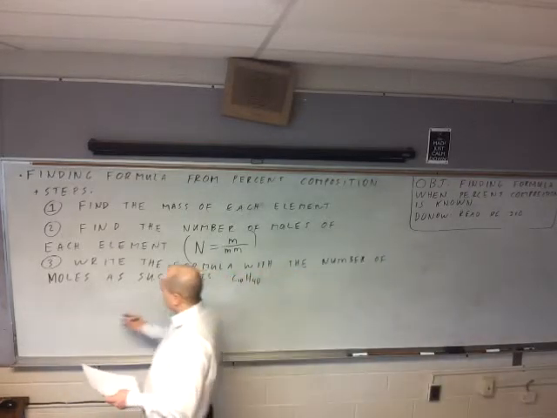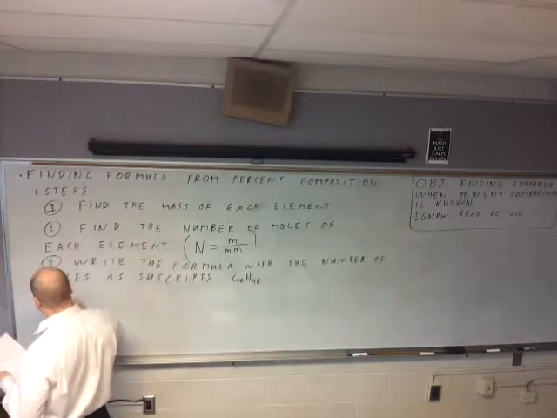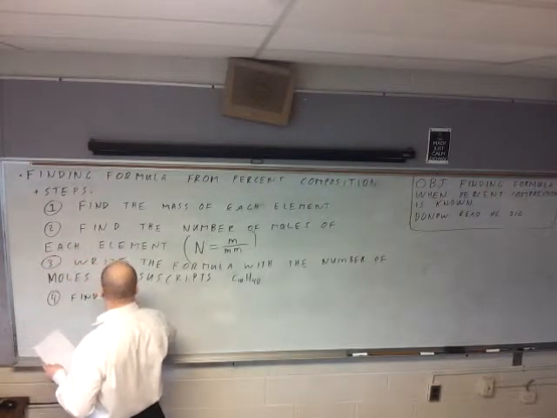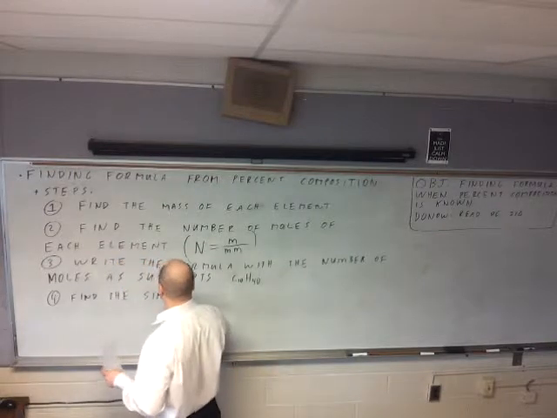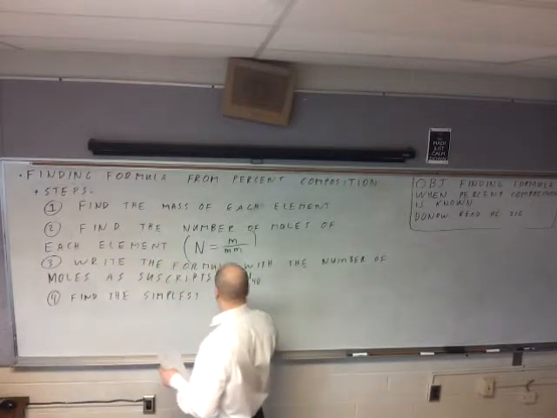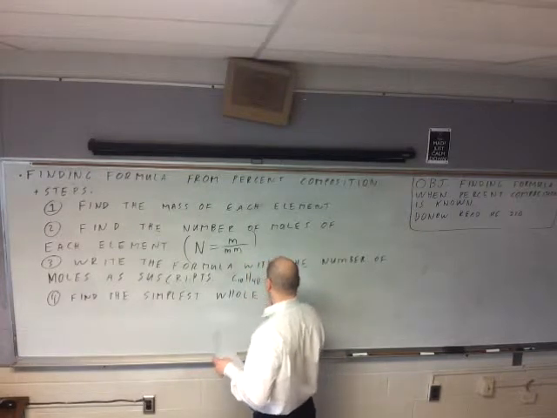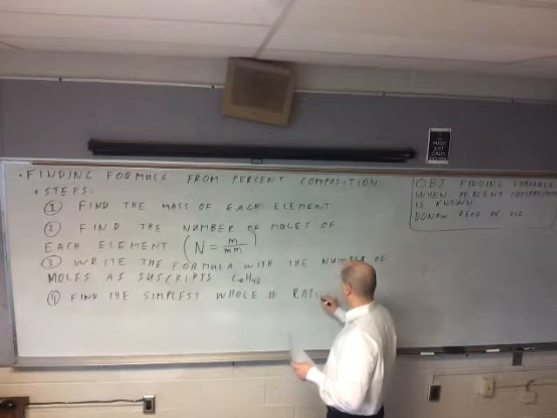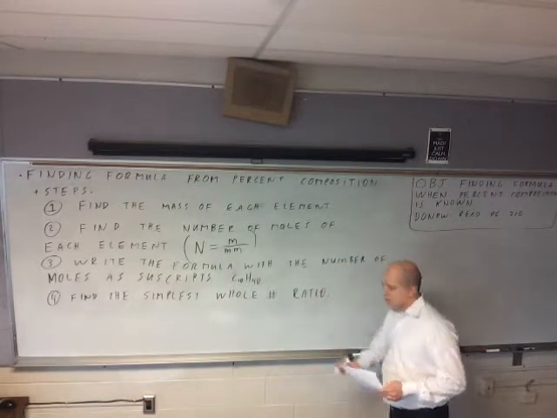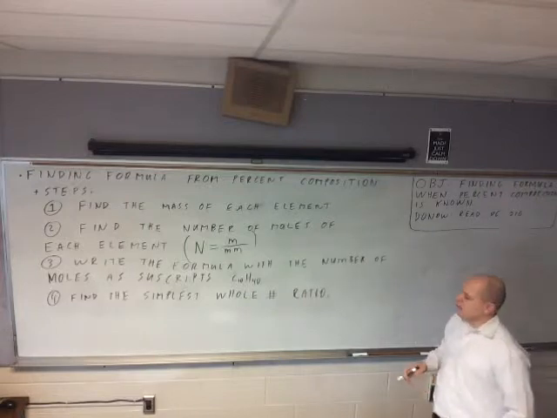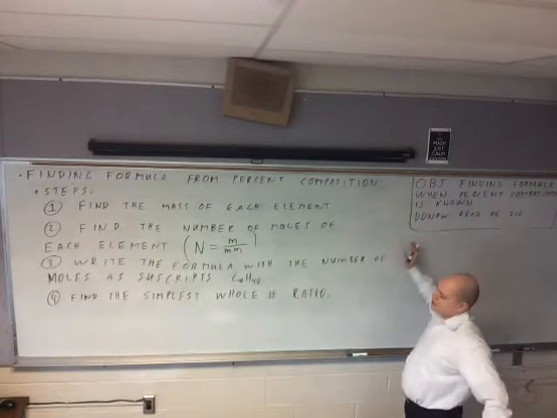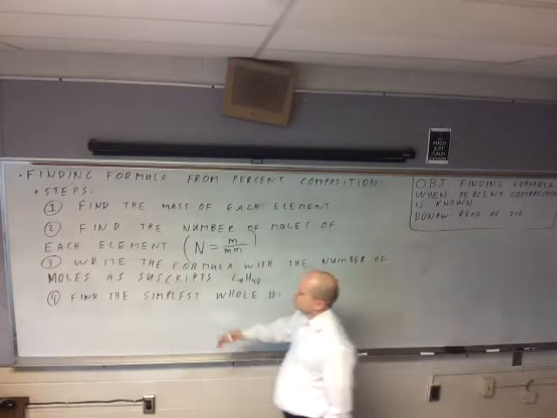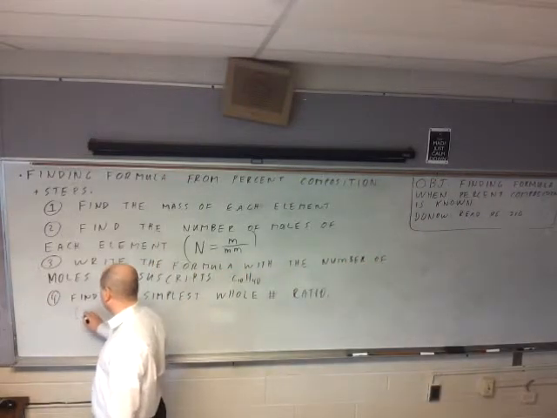And then for the last step, find the simplest whole number ratio. So there's a couple different ways to do this. The book on page 310 gives one way to do this. The easiest way, I think, is just to divide by the greatest common factor.